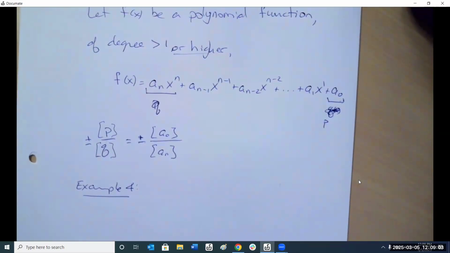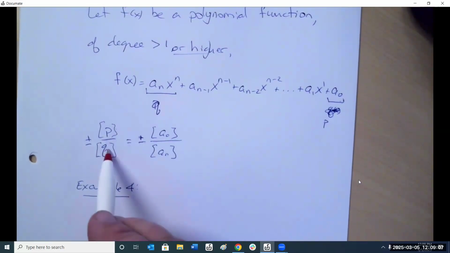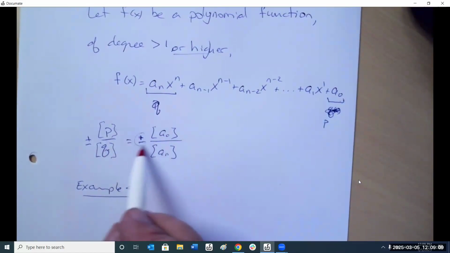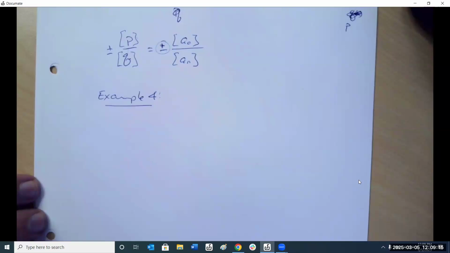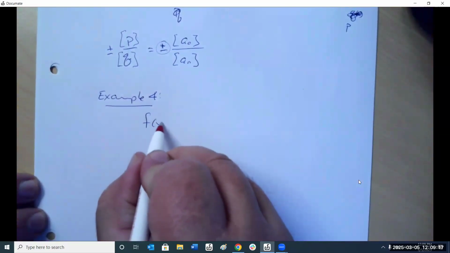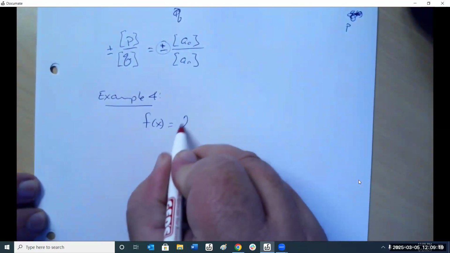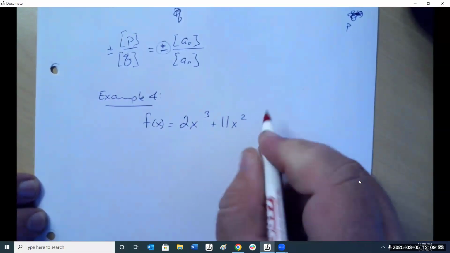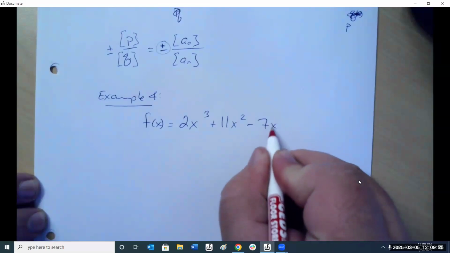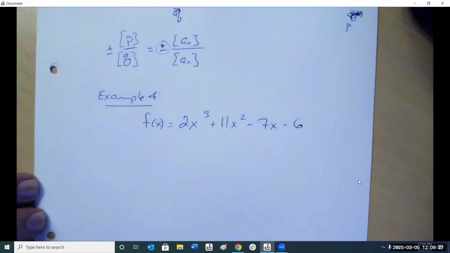Now, these will give us a large set, because whatever we get for these, we have to double it because it's plus or minus, but it's going to be smaller than infinity. For example, f(x) equals 2x cubed plus 11x squared minus 7x minus 6.